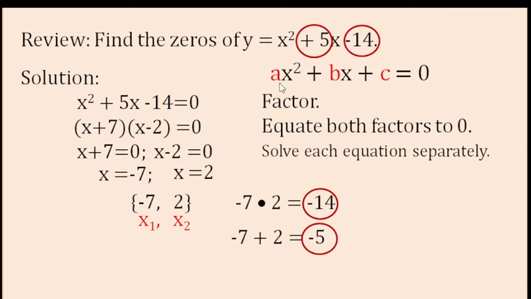So we have an observation that in a quadratic equation in standard form, ax squared plus bx plus c equals 0, the product of the two zeros, x sub 1 and x sub 2, is just actually equal to c, the last term. And also, the sum of the two zeros, x sub 1 and x sub 2, is just actually equal to the opposite of the coefficient of our linear term.